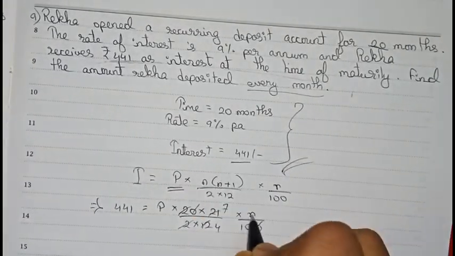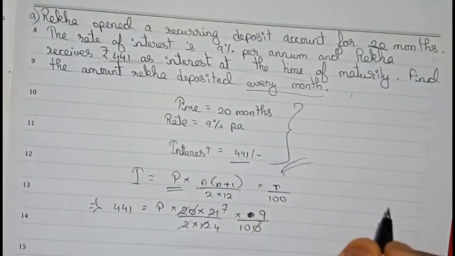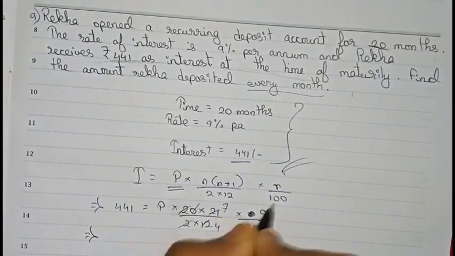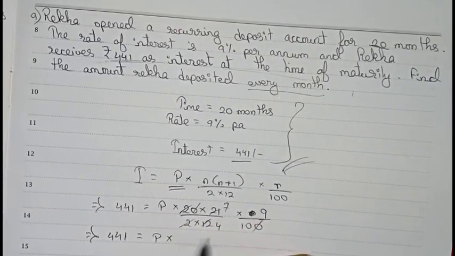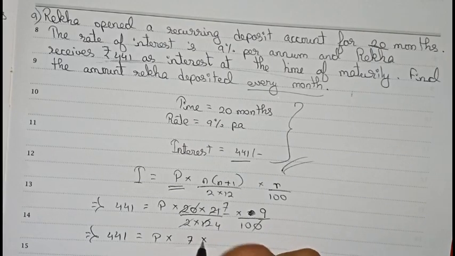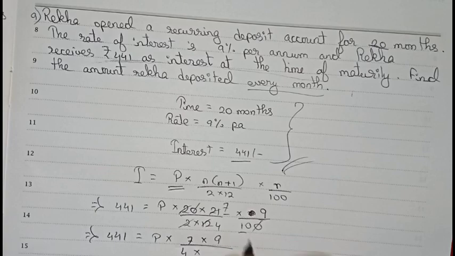I'm sorry guys, one mistake. So rate will be 9%. And now we write the remaining portions. So 441 is equal to principal into 7 into 9 by 4 into 10.